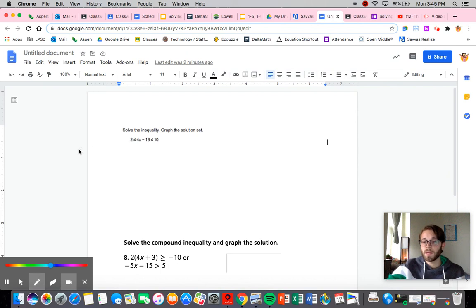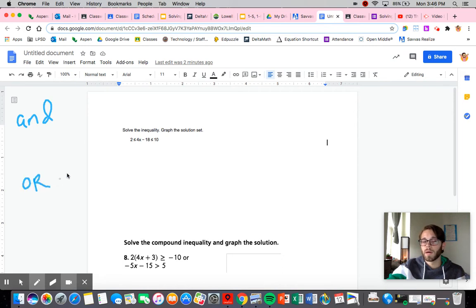Hi, everyone. Just wanted to take a minute to talk about how to solve inequalities, compound inequalities, and how to illustrate their solution sets. So, as a quick reminder, the two types of compound inequalities are "and" inequalities and the "or" compound inequalities.